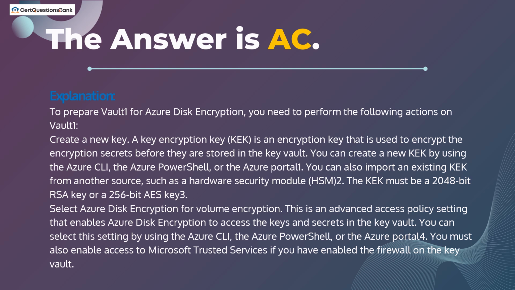Select Azure Disk Encryption for volume encryption. This is an advanced access policy setting that enables Azure Disk Encryption to access the keys and secrets in the key vault. You can select this setting by using the Azure CLI, Azure PowerShell, or the Azure Portal. You must also enable access to Microsoft Trusted Services if you have enabled the firewall on the key vault.